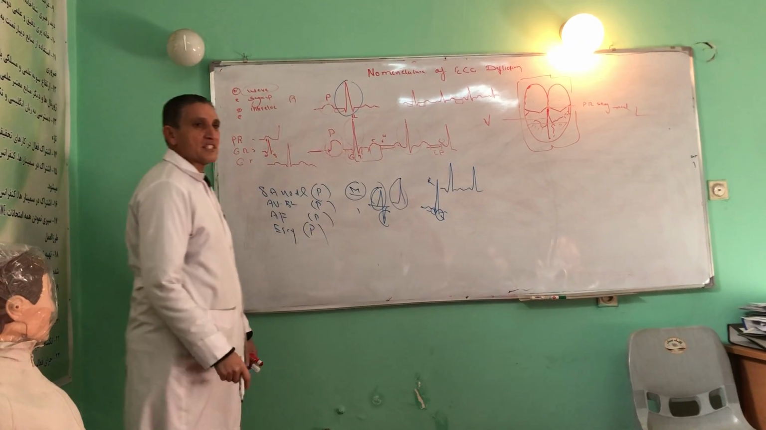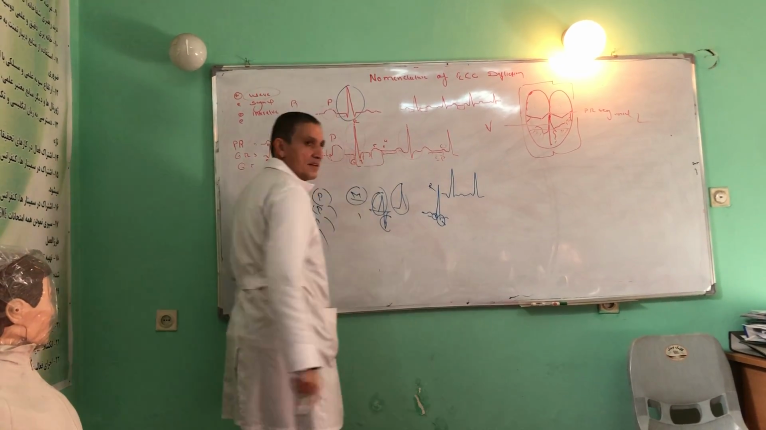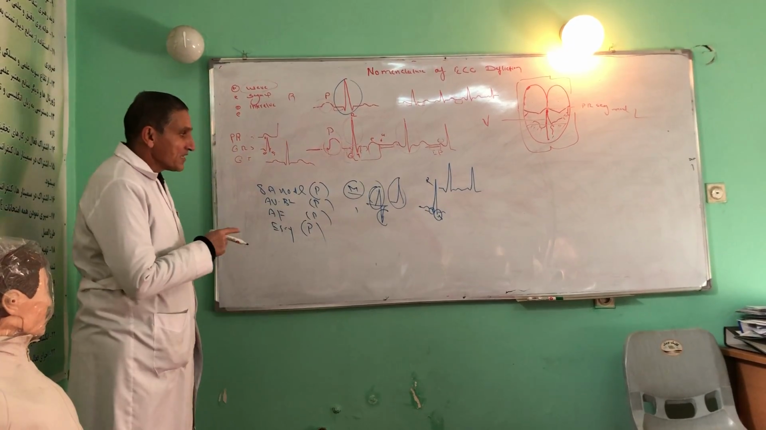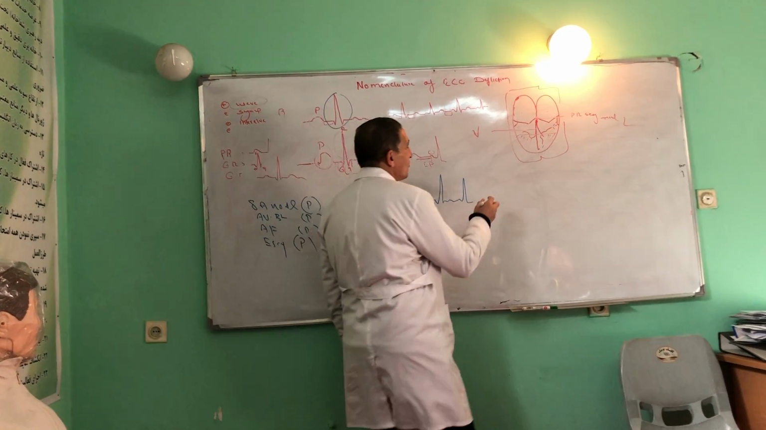Generally, this is a positive QRS complex. Why is this a positive QRS complex? Because the R wave is greater than the S wave. Right now we will discuss some morphologies of the QRS complex. So for example, right now we will go to this case.